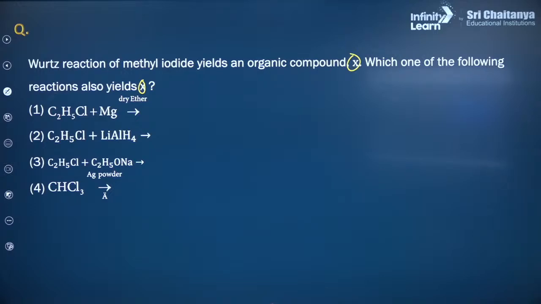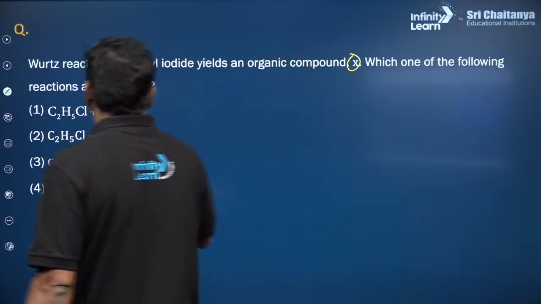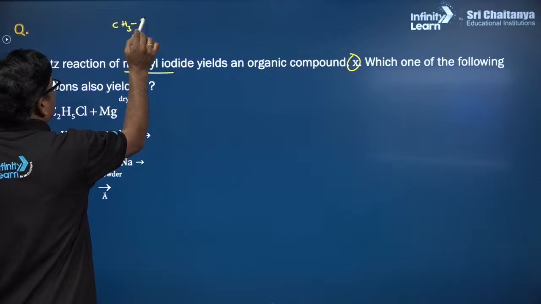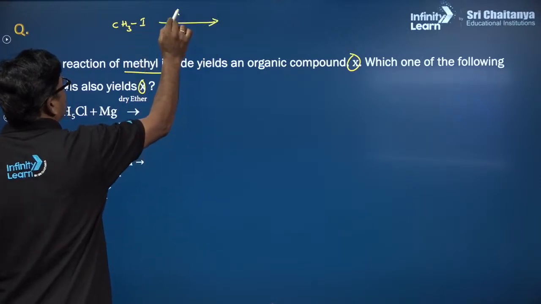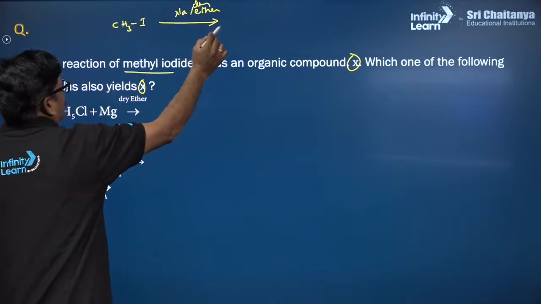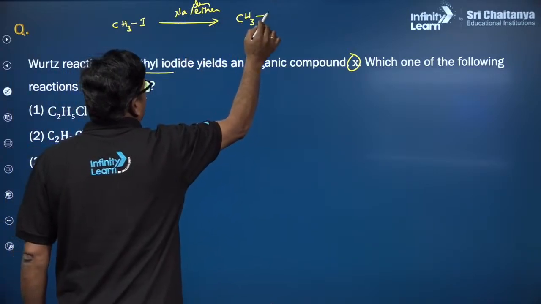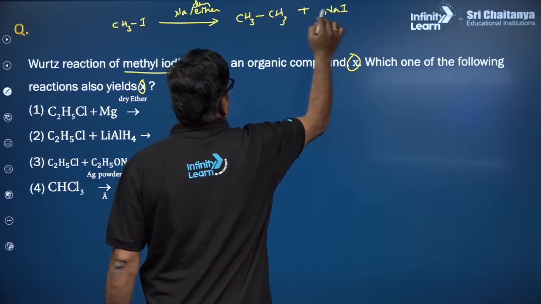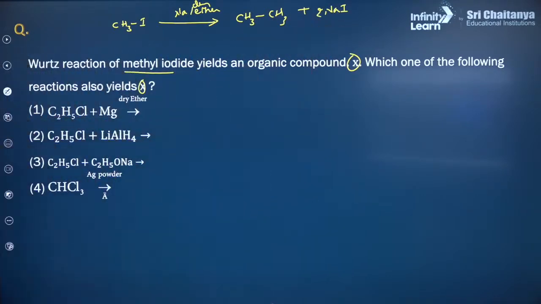Hi Krishna, it is C. So 4 options you have to solve it. There is no shortcut. What is methyl iodide subjected to for the Wurtz reaction? CH3I subjected to Wurtz reaction means sodium in dry ether. You are going to get CH3-CH3 and NaI. So you are going to get ethane.